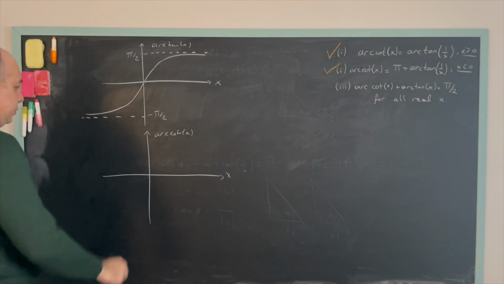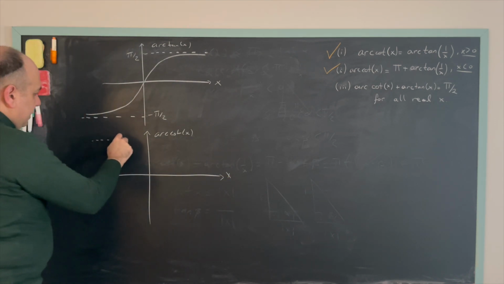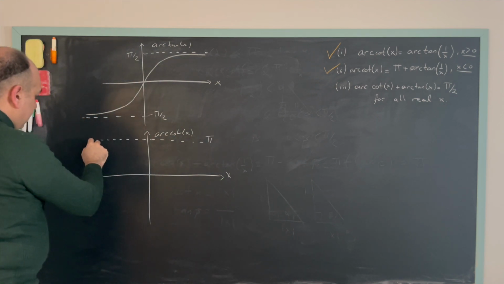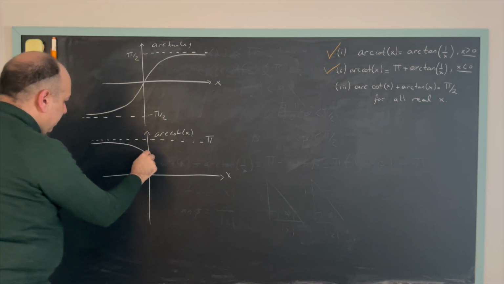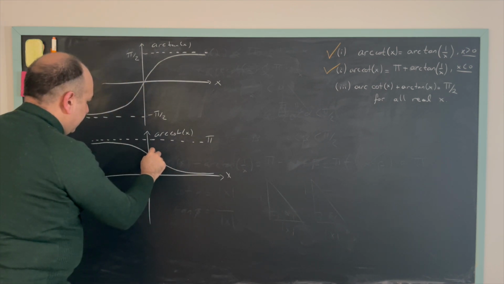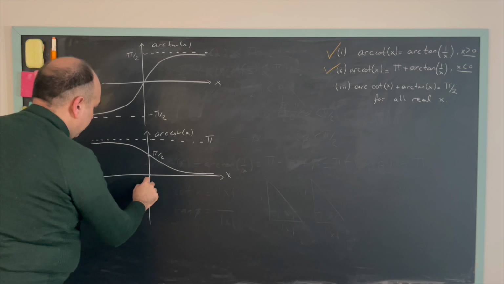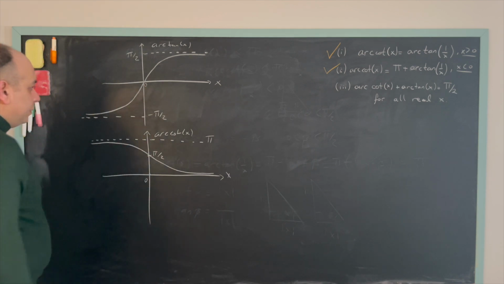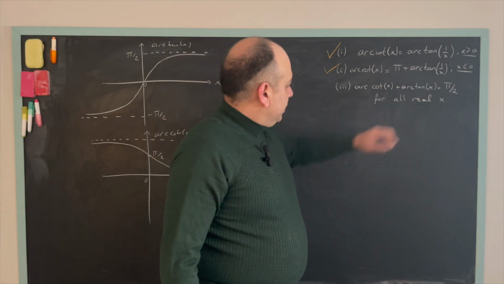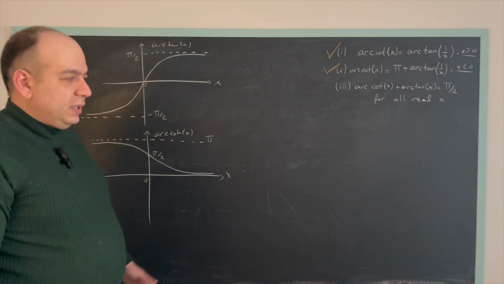Cotangent is a function of x, so it has an asymptote at pi. So this is pi, so it goes like that, crosses the x-axis, goes to 0. So here is pi over 2. So x is equal to 0. Okay, before we solve this, let's look at some of the limits.